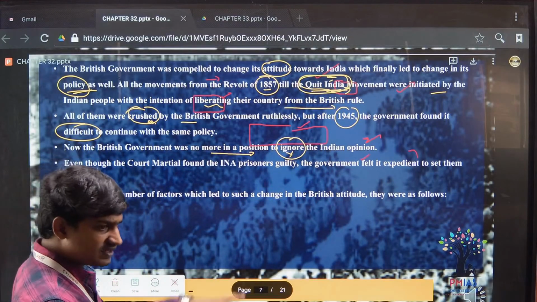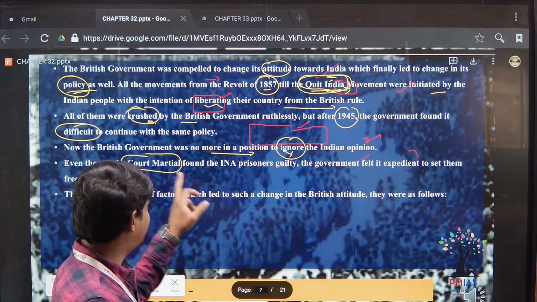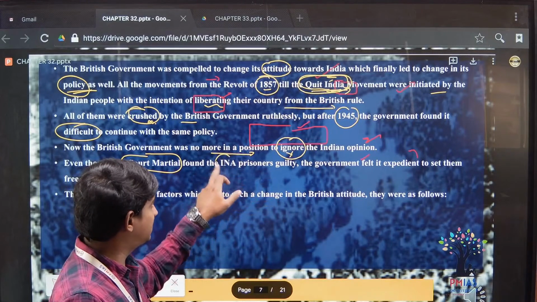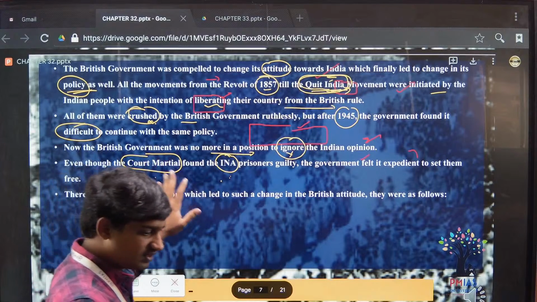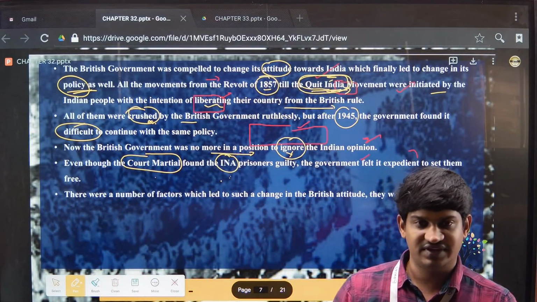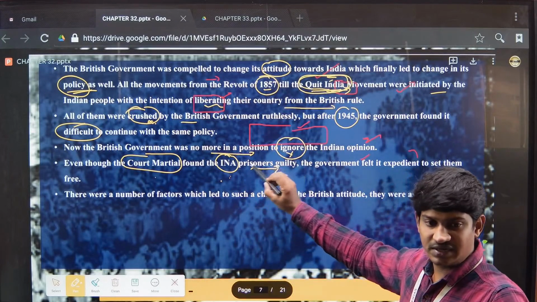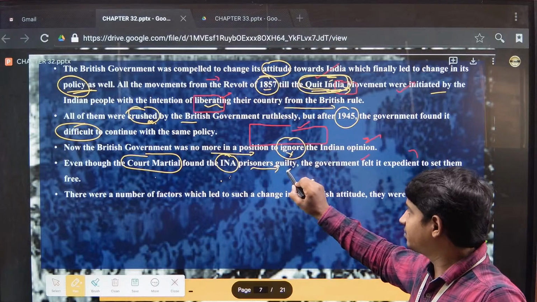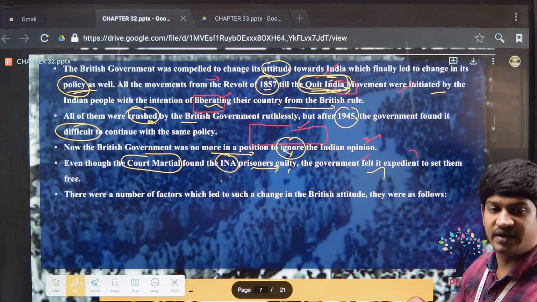And the next benefit, going a step further, is the Indian National Army, the INA trials. In the court martial, the persons of the Indian National Army were convicted and sentenced. Even though the INA prisoners were found guilty, the government was ready to release them.